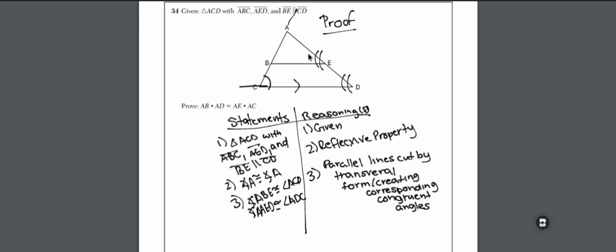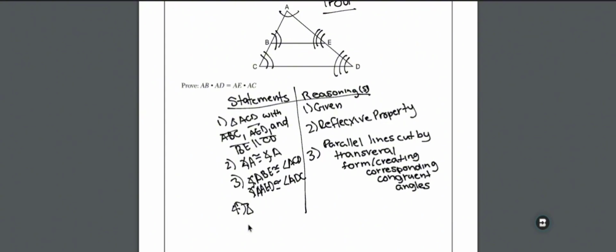So now, what have I proven right now? I have proven that angle A is congruent to angle A. I've proven that angle ABE is congruent to angle ACD. And I've proven angle AEB is congruent to angle ADC. So now, I'm trying to prove that AB times AD is equal to AE times AC. Well, what I can do to prove that is I can prove similarity. So, I can state that triangle ABE is similar, please do not mix up your signs, to triangle ACD.